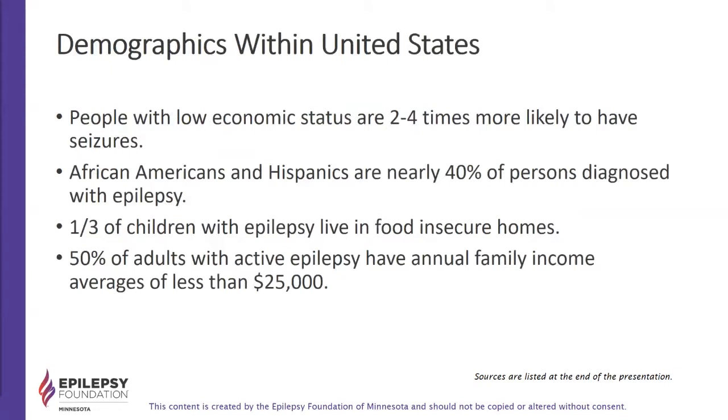Some additional demographics for the epilepsy community in the United States. We see that people with low economic status are 2 to 4 times more likely to have seizures. African Americans and Hispanics are nearly 40% of the people who are diagnosed with epilepsy. About 1/3 of the children living with epilepsy live in food insecure homes. And about 50% of adults with active epilepsy have an annual family income of less than $25,000.